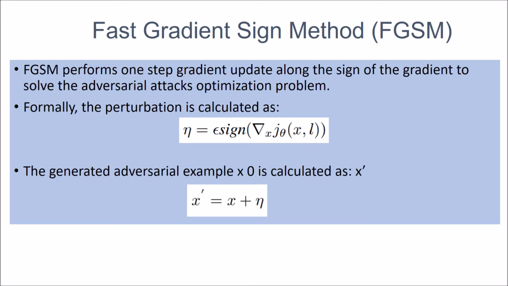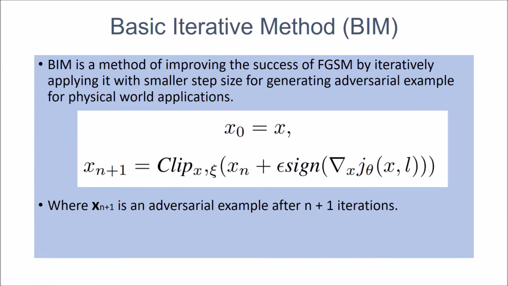The fast gradient sign method is a one-step gradient update along the sign of the gradient to solve the adversarial attack optimization problems shown earlier. Formally, the perturbation is calculated as the sign of the gradient of the loss function multiplied with a small quantity. This perturbation is then added to the actual input example, which creates an adversarial example, and this adversarial image will fool the classifier. Similarly, BIM is a method of improving the success of FGSM by iteratively applying it with a smaller step size for generating adversarial examples for physical world applications.